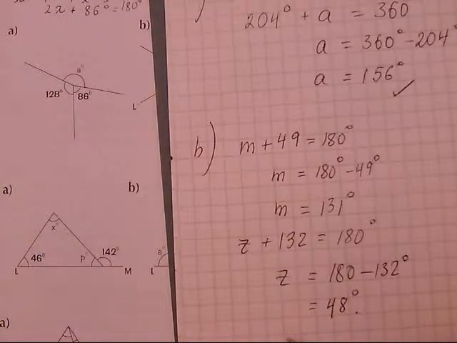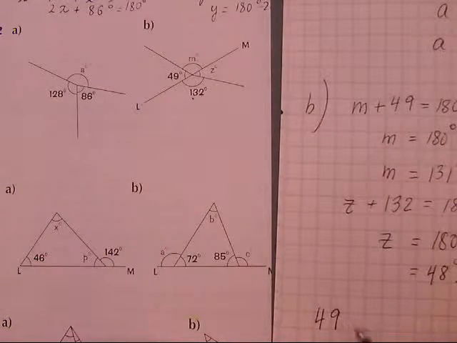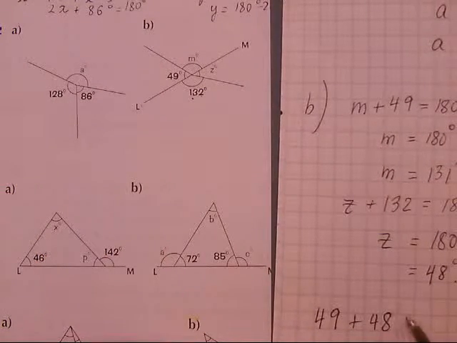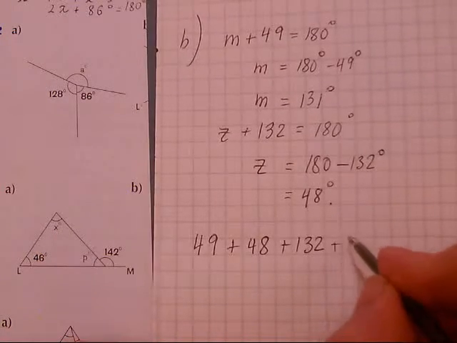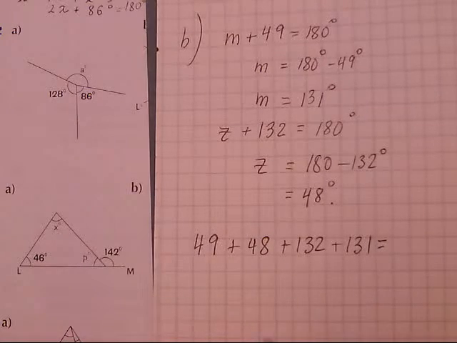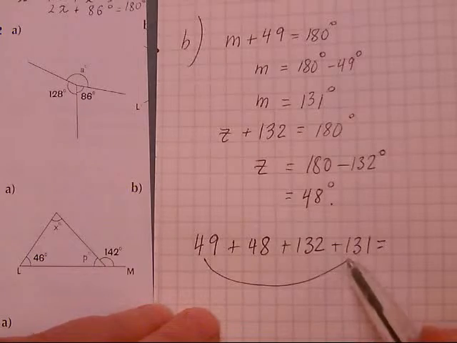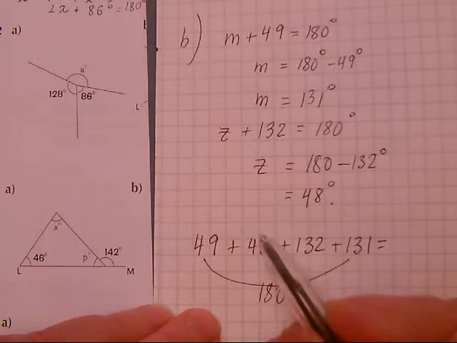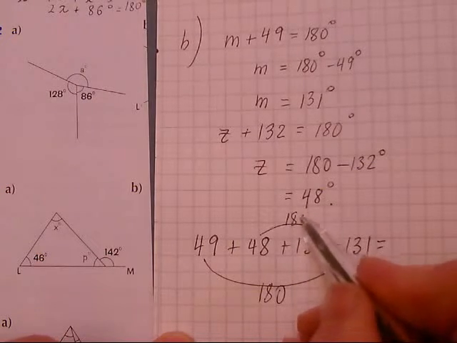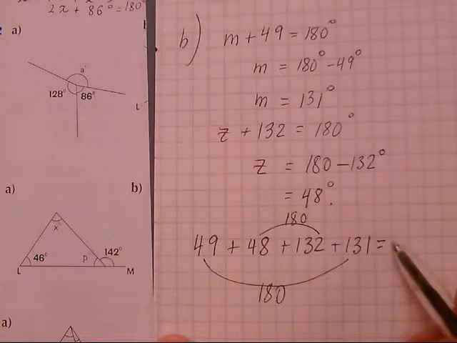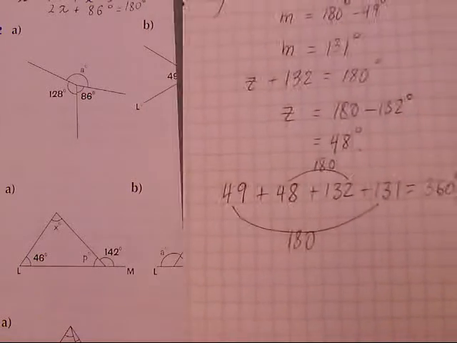So if we add these four angles together, 49, 48, 132 and 131, let's see whether we're getting 360. 49 and 131 form 180, and 48 and 132 form 180, so altogether we are getting 360 degrees. So that is a check.